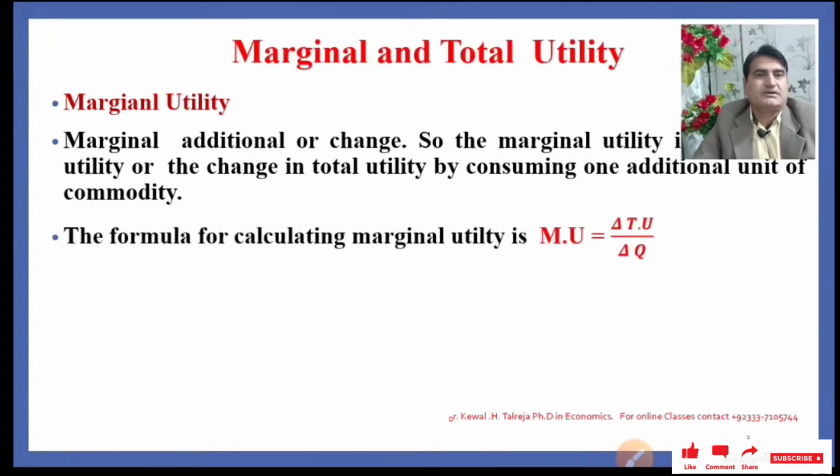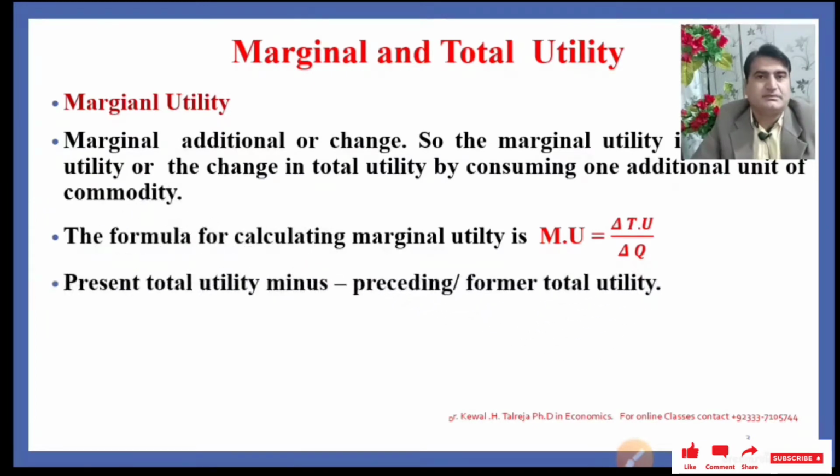The formula for calculating the marginal utility is the change in total utility divided by the change in Q, where delta represents change. We can calculate the marginal utility like this: the present total utility minus the preceding or former total utility. So this is all about the marginal utility.